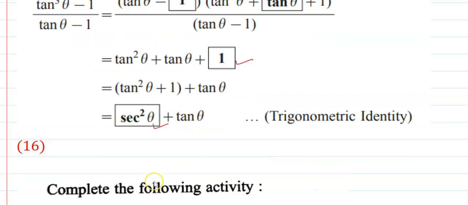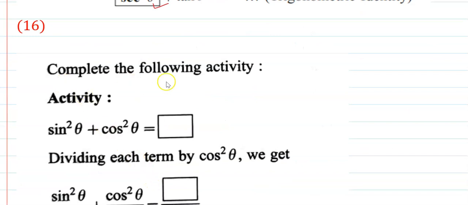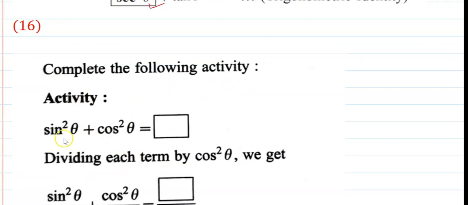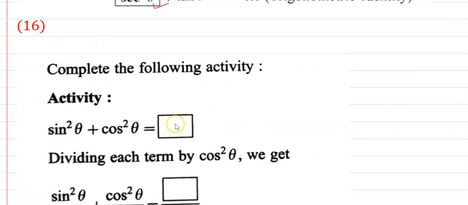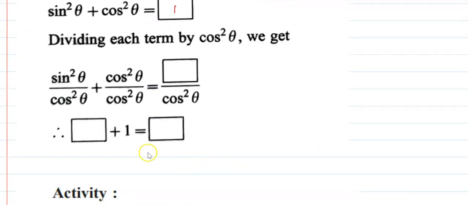Okay, after this, next. Complete the following activity. What is that? Sin square theta plus cos square theta is equal to 1. Dividing each term by cos square theta. We divided sin square theta by cos square theta, and cos square theta is divided by cos square. Here is 1 upon cos square theta, sin square theta upon cos square theta, then you will get tan square theta.